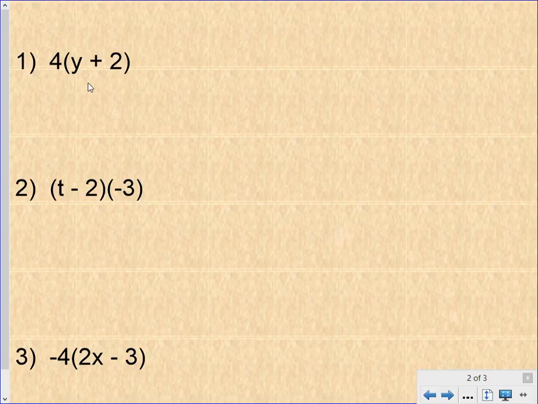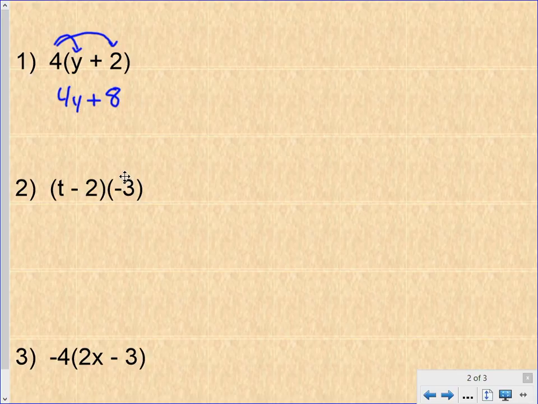So in the first example, distributive property, a number next to parentheses means multiply. So all I'm doing is multiplying 4 times everything that's inside the parentheses. So I'm multiplying 4 times y and 4 times 2. So 4 times y is 4y. Bring down the plus sign. 4 times 2 is 8, and that's the answer. So distributive property involves multiplication, and you know that because a number next to parentheses means multiply. And you're just multiplying times everything inside the parentheses.